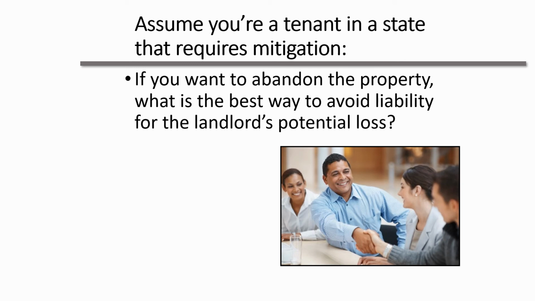Let's assume that you're a tenant in a state that requires mitigation by the landlord, and you want to abandon the property. Perhaps you need to move, you've been transferred, your job has changed, and so you need to get out of your lease. What's the best way to avoid liability for the landlord's potential loss? Well, the best way, without any doubt, is to find a new tenant yourself, one that will pay the full rent that you were paying, present that new tenant to the landlord and say, landlord, look, here's your opportunity to mitigate. Just substitute this new tenant for me, and you won't have any loss at all, and I won't have any liability.